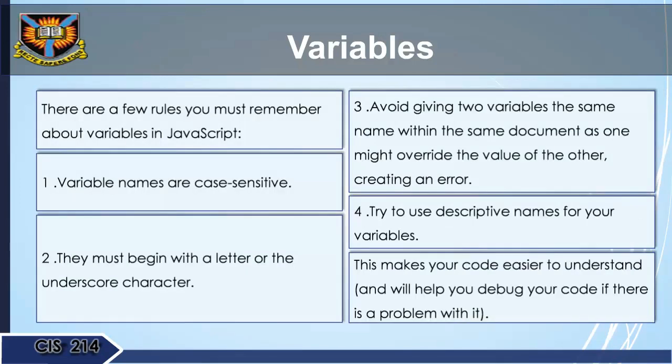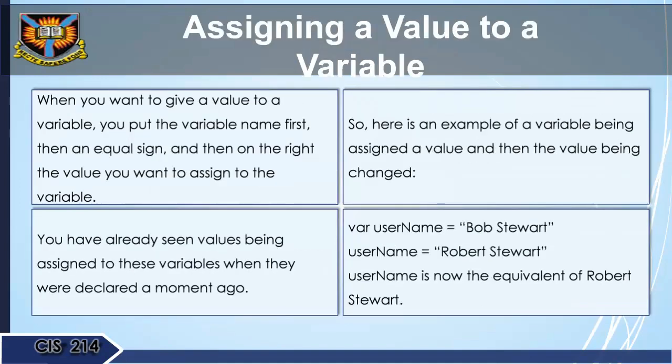There are a few rules you must remember about variables in JavaScript. 1. Variable names are case sensitive. 2. They must begin with a letter or the underscore character. 3. Avoid giving two variables the same name within the same document, as one might override the value of the other, creating an error. 4. Try to use descriptive names for your variables. This makes your code easier to understand and will help you debug your code if there is a problem with it.